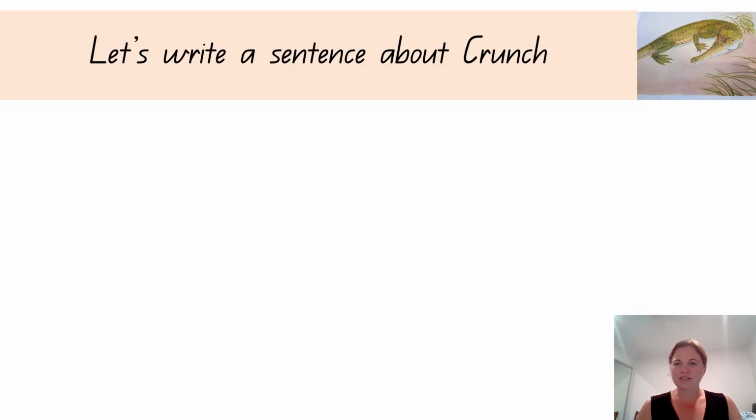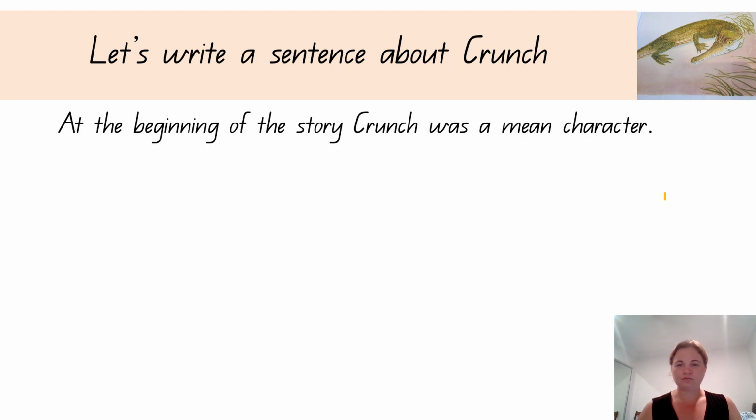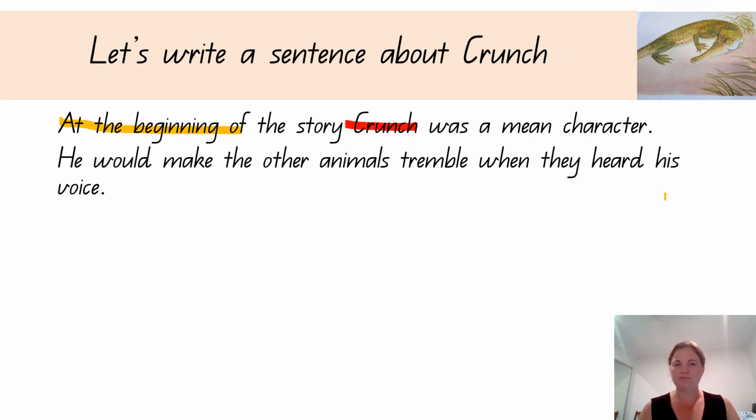Let's write a sentence about Crunch. At the beginning of the story, Crunch was a mean character. In this sentence, I've told you when: at the beginning of the story. I've told you who, naming my person, Crunch. And I've told you what he was. He was a mean character.